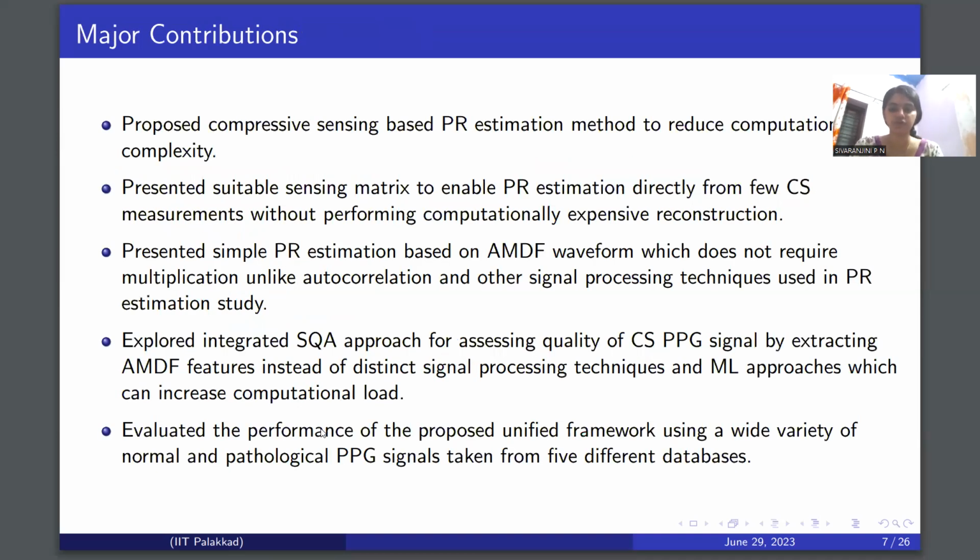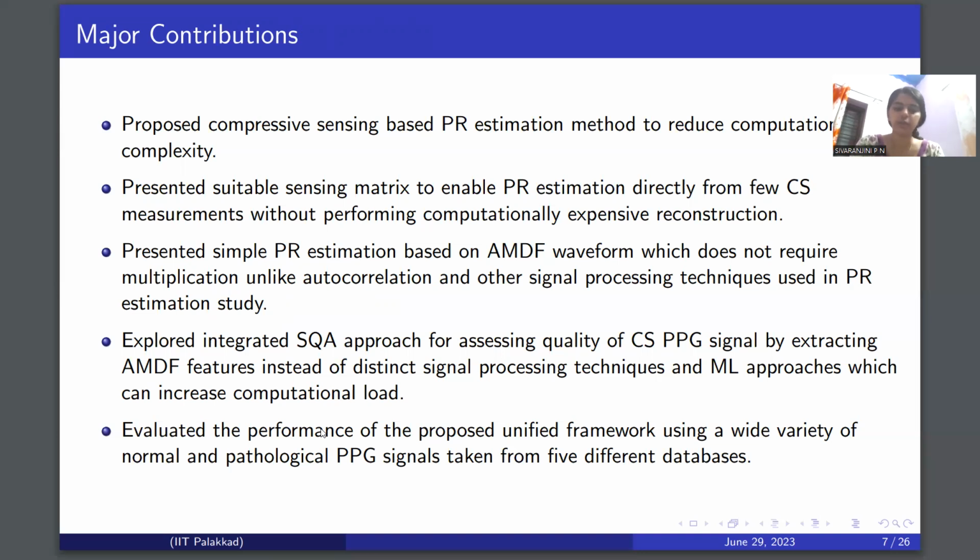So the major contribution from our side is that we are proposing a compressive sensing-based pulse rate estimation method to reduce computation complexity, wherein we will be using the deterministic block binary diagonal or the DBBD sensing matrix to enable pulse rate estimation directly from the CS measurements without computationally expensive reconstruction process. We will be presenting a simple pulse rate estimation based on the AMDF waveform, which does not require multiplication, like autocorrelation or the other signal processing techniques in pulse rate estimation studies.